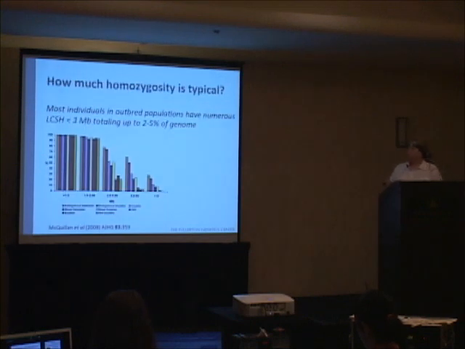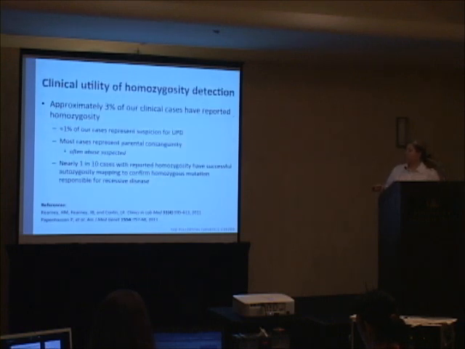So first you have to understand how much homozygosity is typical, and I'm not going to go through the whole chart, but just to show you that in one study of both inbred and outbred individuals, 3 megabases seemed to be the cutoff at which the two populations diverge, where a normal outbred population had very few blocks greater than 3 megabases. Smaller than that, we all have them. And so we use 3 megabases as a cutoff to filter our results. So with this cutoff, we have about 3% of the cases that we report go out with some discussion of homozygosity.